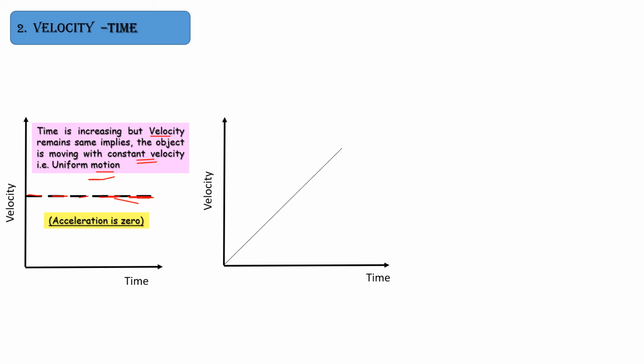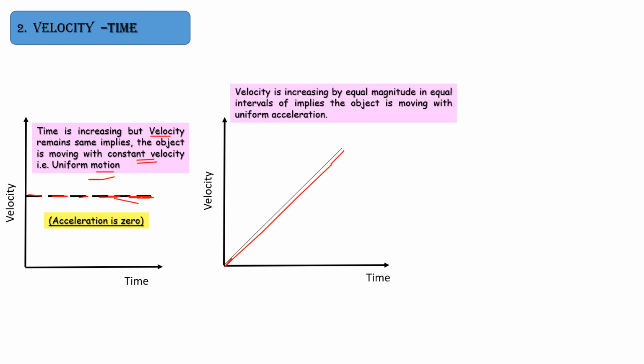Now next case, velocity versus time, where velocity is increasing with time. Now this is a straight line graph. So it is a case of uniform acceleration. And how do you find acceleration? By finding the slope of this line.